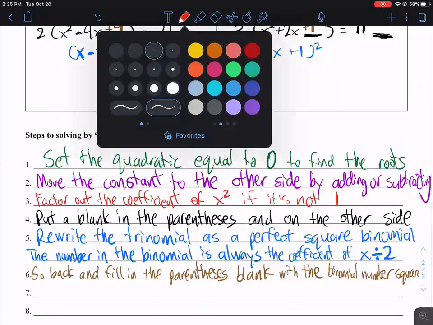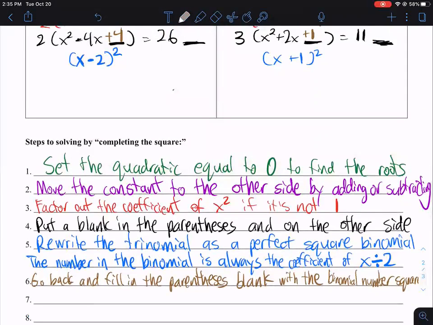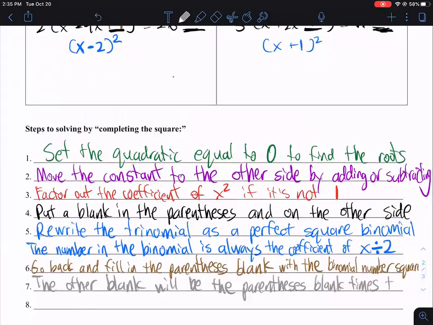Okay, so let's see. Let's use gray. Sorry, I'm out of room. I'm going to have to go down a step, so I'll move step 8 down.